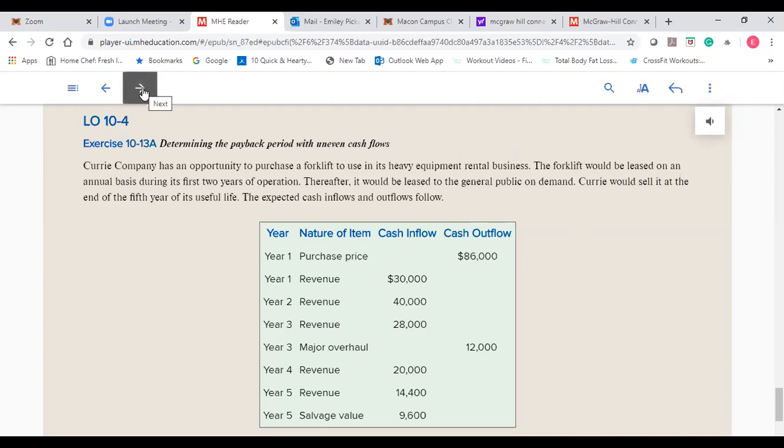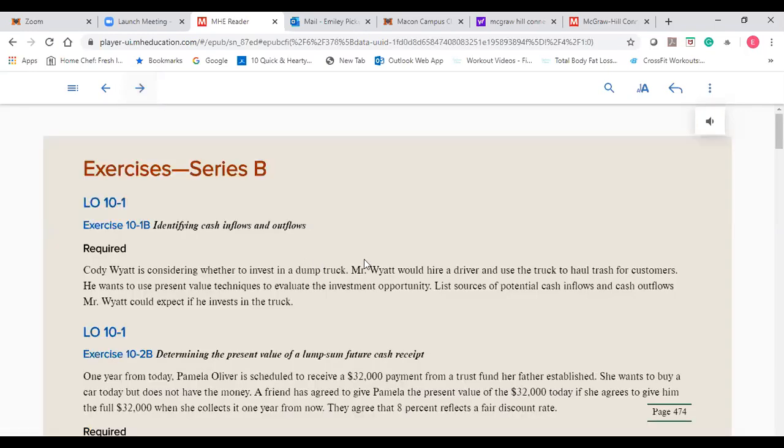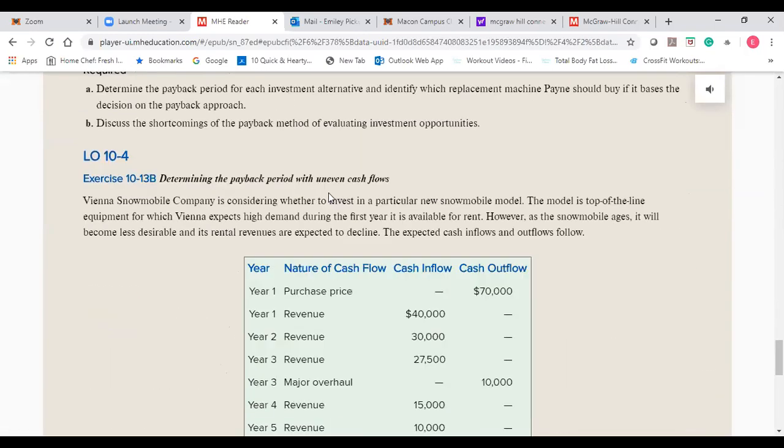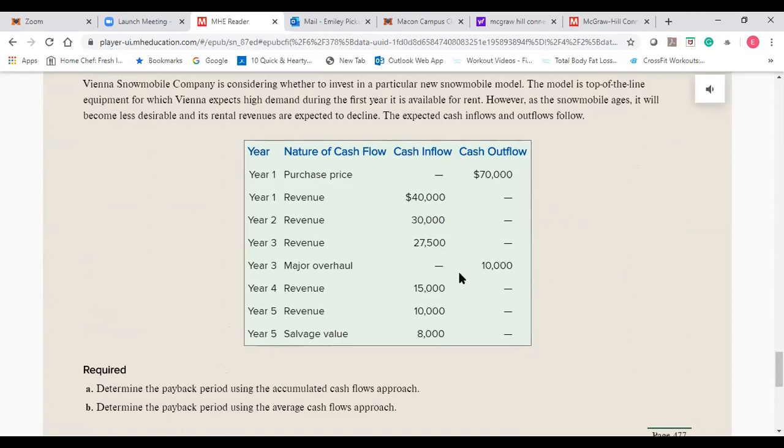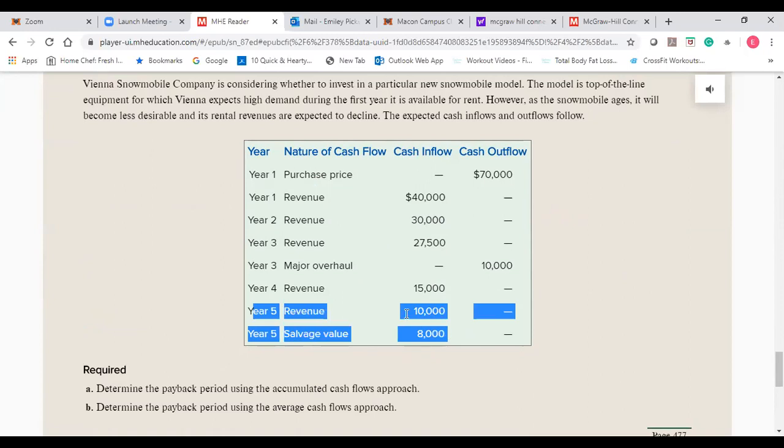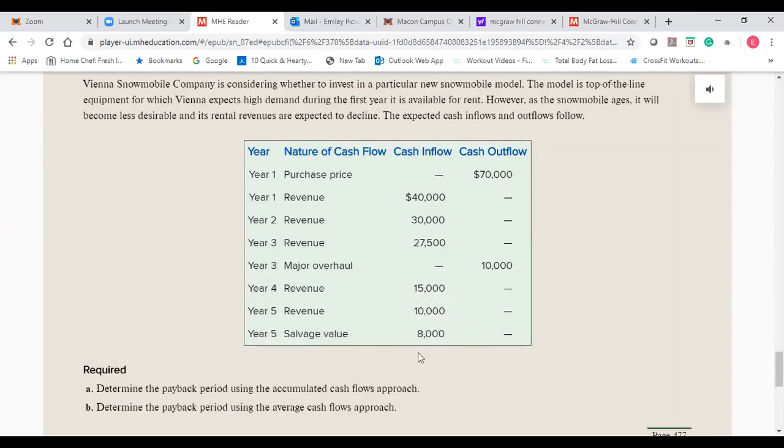Why don't I let you guys do a similar one for 13A. Okay, so here's your cash outflow, and then you have your inflows. Again, you did an overhaul, and then you have additional inflows. And just as a reminder, year 5, you have 2 cash inflows. One is your regular revenue, and you also have your salvage value. So in this case, we're taking into consideration our salvage value. So go ahead and calculate it both ways. Calculate it with just the subtraction method, and then go ahead and do the average. Okay. Any questions on that before you get started? Okay, go ahead and get started.